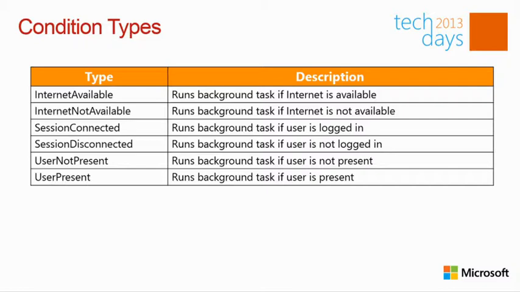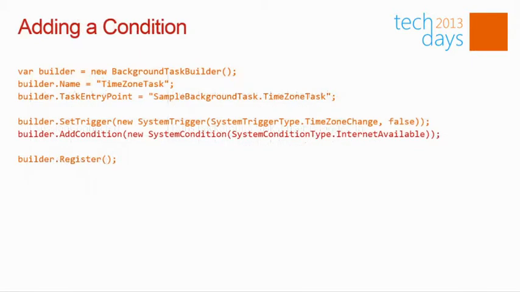If for some reason you only want to run the task if there's not currently a network connection available, then you could use, for example, the internet not available condition. Adding a condition is done by calling the add condition method on the background task builder object. Remember, you can only call set trigger once for a given task because a task can only have one trigger associated with it. But a task can have as many conditions as you want associated with it. So you can call add condition 0 times, 1 time, or as many times as you want.